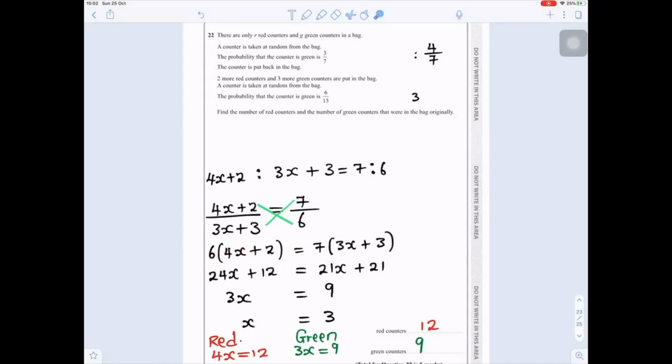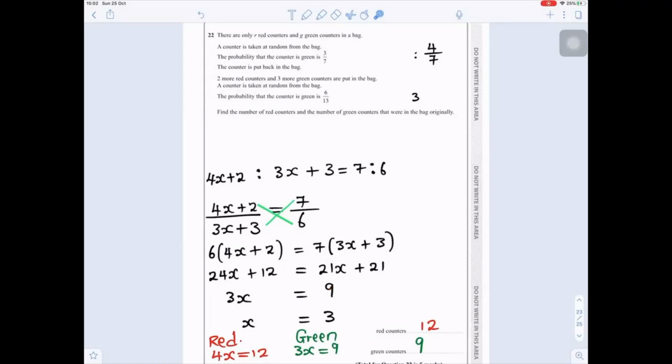Remove the bracket, or expand. 6 times 4x is 24x. 6 times 2 is 12 on the left side. 7 times 3x is 21x. 7 times 3 is 21. Subtract 21x from both sides. 24x minus 21x gives you 3x. And then subtract 12 from both sides. 21 minus 12 gives you 9. So 3x equals 9.